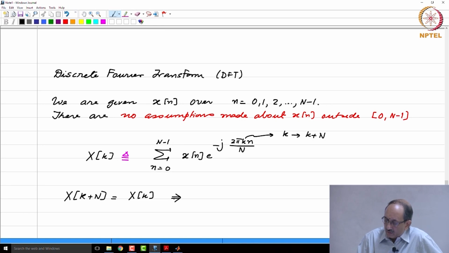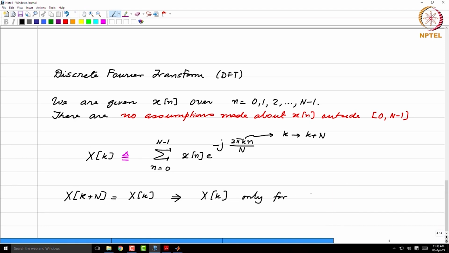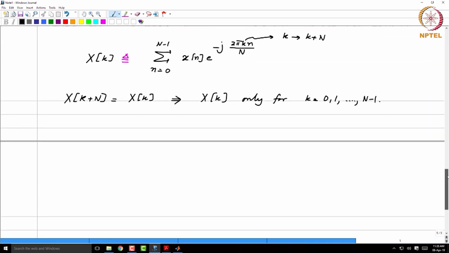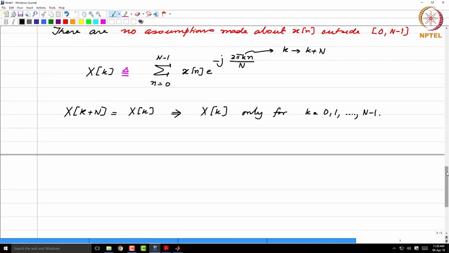So this immediately tells you, you need to be worried about X of k only for what values of k? 0 to N minus 1, because capital X of k is periodic with period capital N, therefore you need to worry about capital X of k only for k values in the range 0 to N minus 1. So this is one immediate fallout of this.